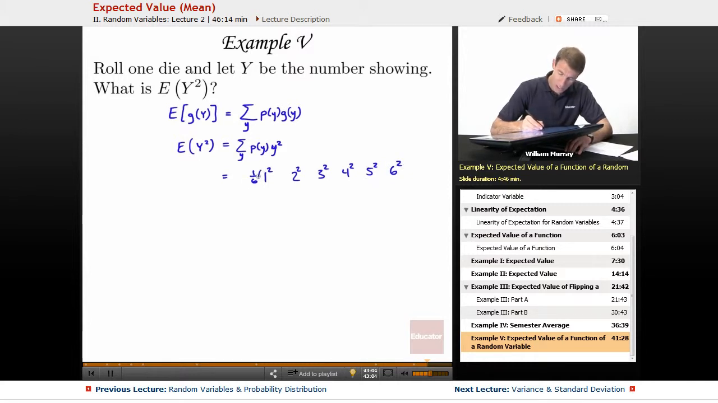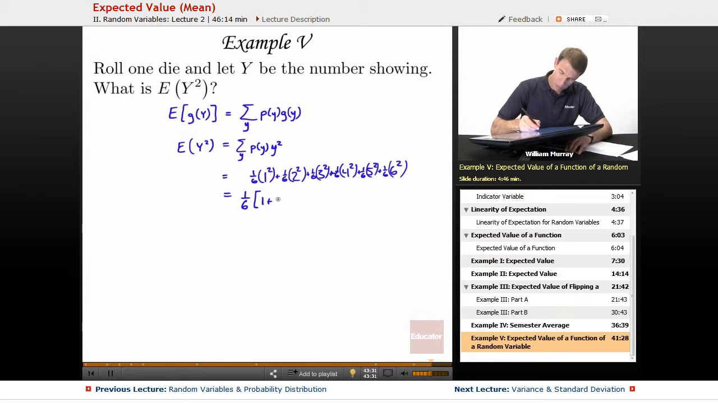So 1/6 times 1 squared plus 1/6 times 2 squared plus 1/6 times 3 squared, and so on. I didn't give myself enough space here. Plus 1/6 times 6 squared. And of course, it's easier there to factor out the 1/6. So I'll put a 1/6 on the outside here.